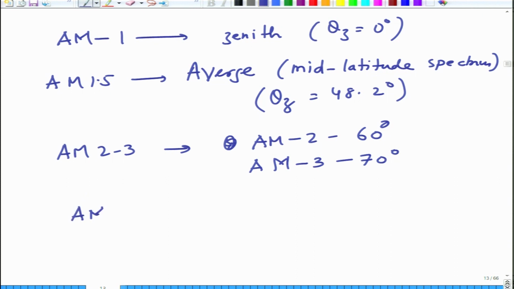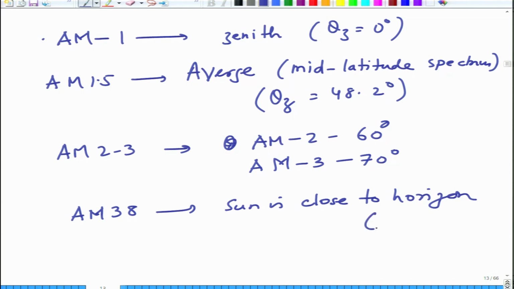and AM 38 would be nearly when sun is close to horizon. So, you can see that the value changes for 0 degrees to about close to 90 degrees, not exactly 90 degrees, but close to 90 degrees, because I mean if it is 90 degrees it would become infinity. So, it is about 90 degrees when AM reaches 38. So, it varies from 1 to 38 during the course of day, or 38 to 1 to again back to 38 during the course of the day.